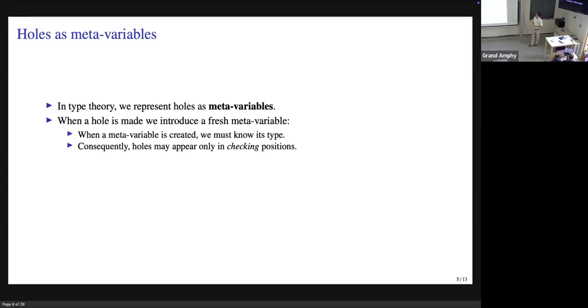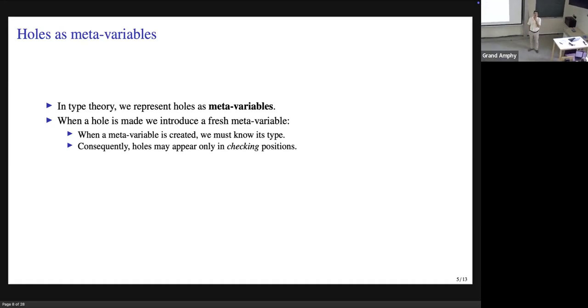So what we are going to do when somebody wants to have a hole, we're going to create a fresh meta variable and stick it in there. Okay, that's the idea. So introduce a new meta variable and stick it in there. Yes.